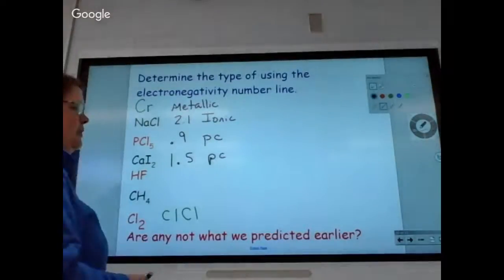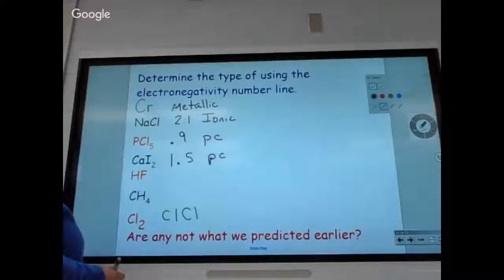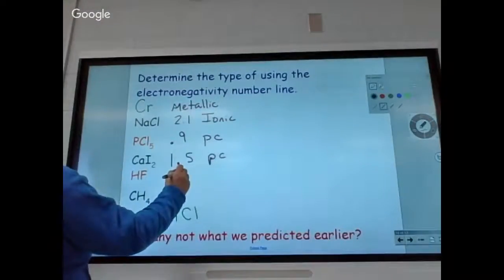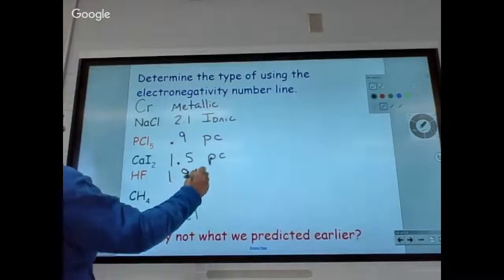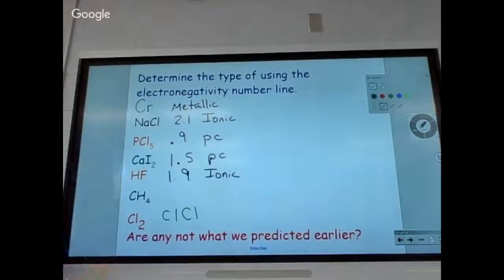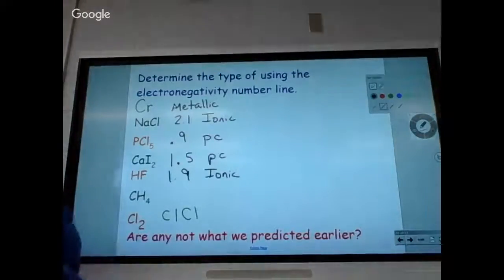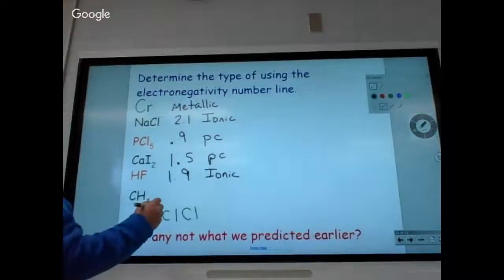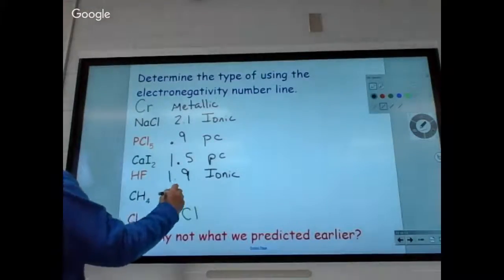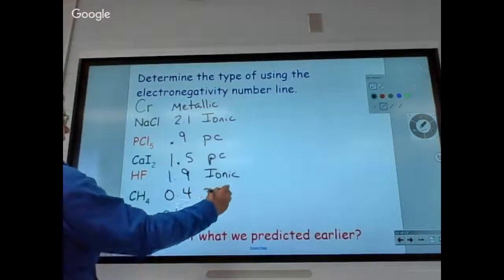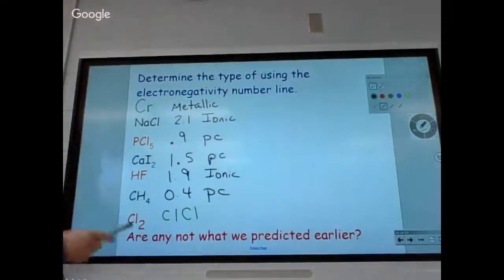So, HF, what'd you get there? Okay, so you got 1.9 or is it 2.0? 1.9. 1.9, so you got ionic. Now, we had predicted this one yesterday would be what? Covalent. All right, CH4, you got what? 0.4. 0.4? So you just said this one was polar covalent? All right, and this is the one Annette asked about.